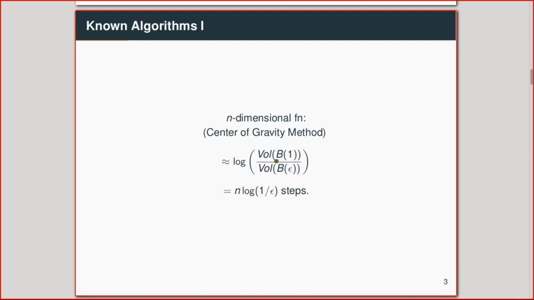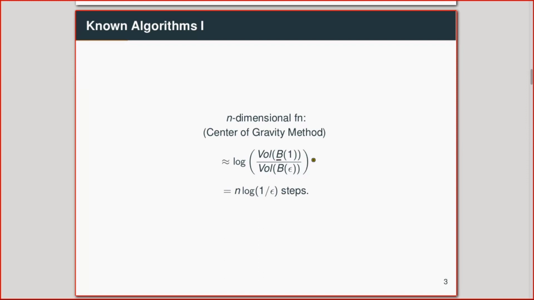It's starting with the ball of radius 1. It's ending with, well, it's not actually ending with the ball of radius epsilon, but let's just ignore that for now. And it will take approximately n times log 1 over epsilon steps to decrease the volume until you know that you're epsilon optimal. So this is the center of gravity method. It's binary search, which means it must have really good performance.